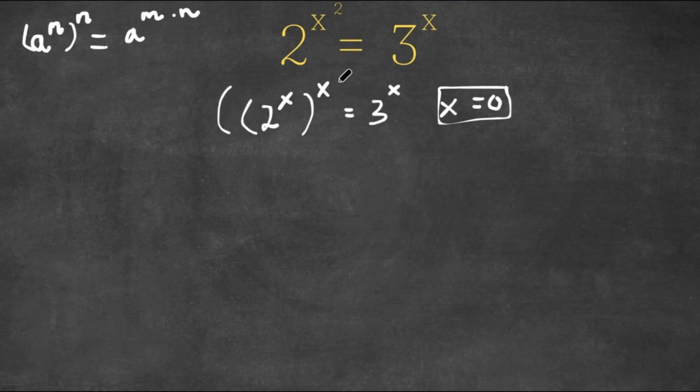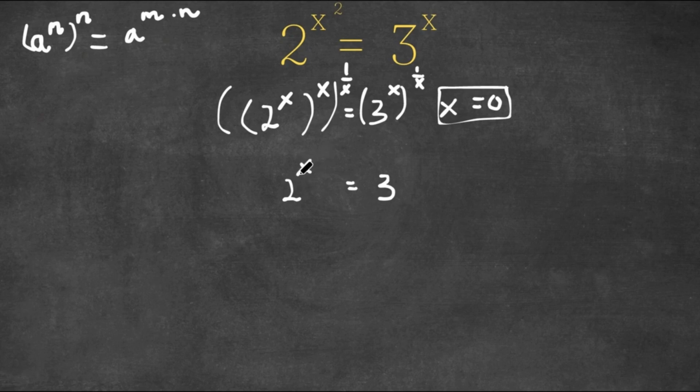So now I'm going to take the power of 1 over x on both sides. And remember, a to the power of m to the power of n is equal to a to the power of m times n. 3 to the power of x to the power of 1 over x is going to equal 3 to the power of x times 1 over x. And any number times its reciprocal is simply 1, so this would just be 3. This is equal to, again, x times 1 over x is 1, so this would just be 2 to the power of x.